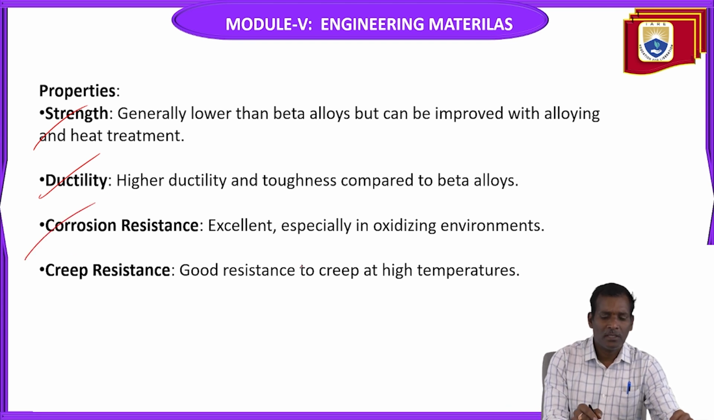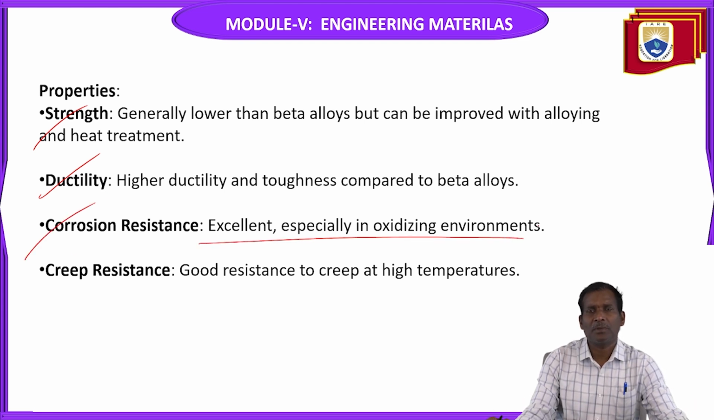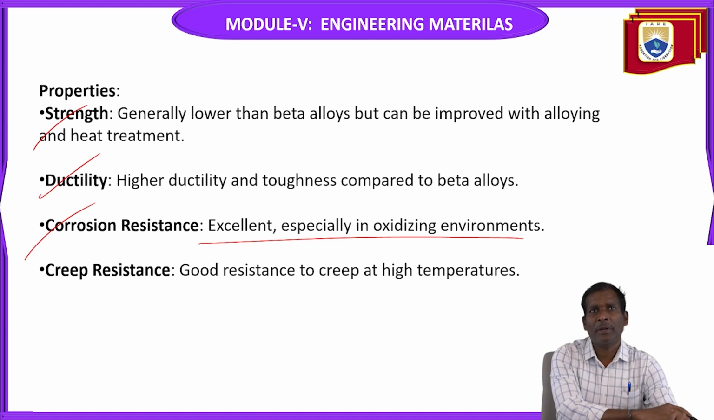Ductility, higher ductility and toughness compared to beta alloys. Corrosion resistance, excellent, especially in oxidizing environments. And creep resistance, good resistance to creep at high temperature. These all are mechanical related properties. You have studied in the materials properties.